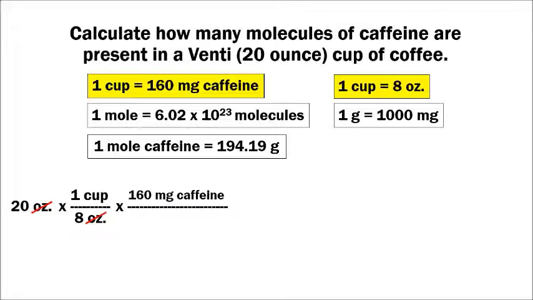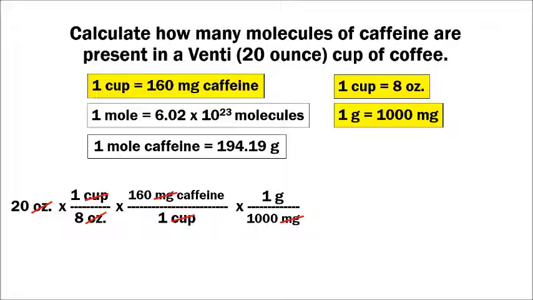There's 160 milligrams of caffeine for every 1 cup. And I can also cross out units as I go. Now, do we see any relationship that involves milligrams? So there it is. There's 1 gram for every 1,000 milligrams. I can cross off milligrams, and I keep going.